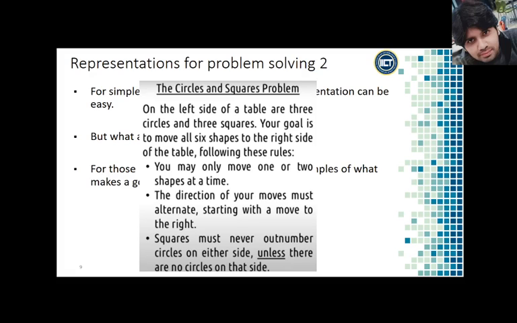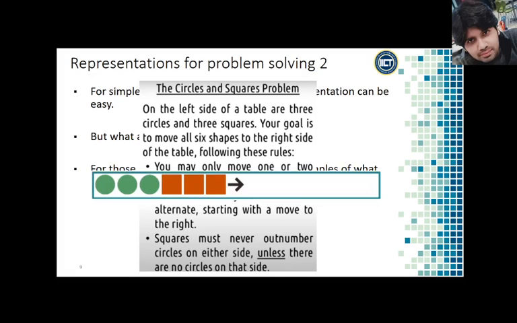Instead, we can represent the problem visually like this. Here we have the shapes, the three circles and the three squares, and we can imagine actually moving them back and forth like this. That arrow in the center represents the direction of the next move. But can we do better than this?